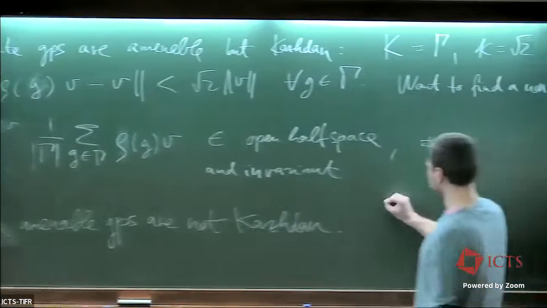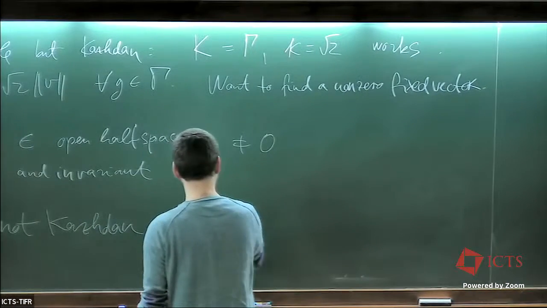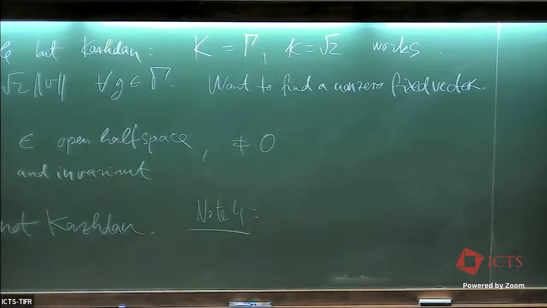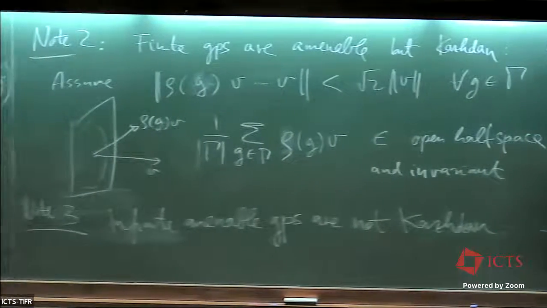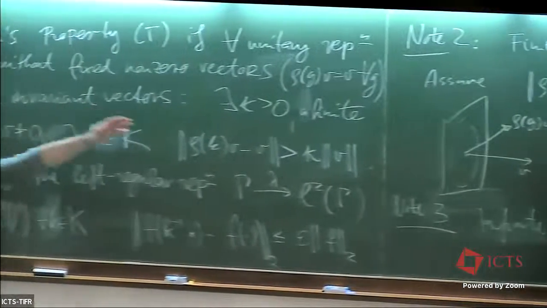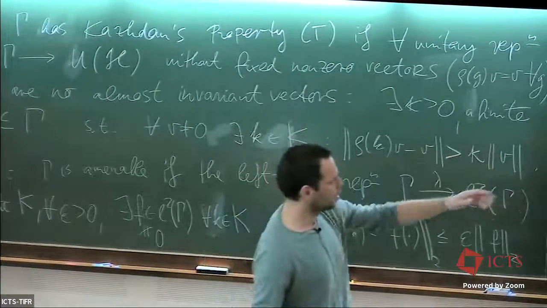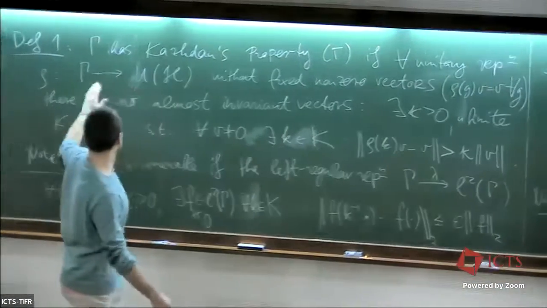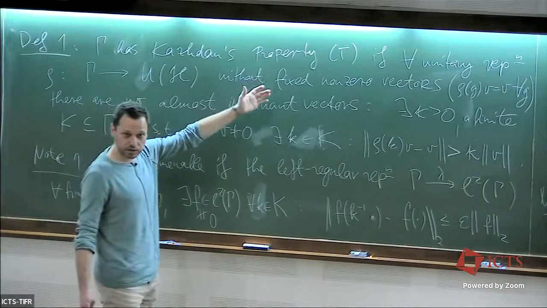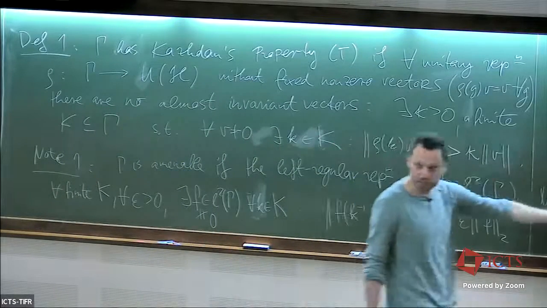Okay, maybe I put it here. Note 4. Yet another way to get confused about quantifiers is that every unitary representation has this kappa and k. Here, for instance, there was a uniform kappa, but how is it in general? In the definition, it seems like this kappa and k can depend on the unitary representation, but in fact, there's a uniform one.